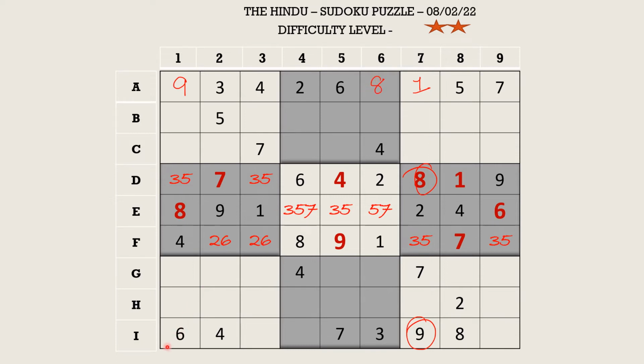Now coming to I row. The missing numbers are 1, 2 and 5. You have a 2 in column 4 which blocks this cell. There is a 2 here in the 9th block which blocks this cell. So I3 is the only cell where 2 can be. And let's fill the other 2 cells with a 1, 5 pair.